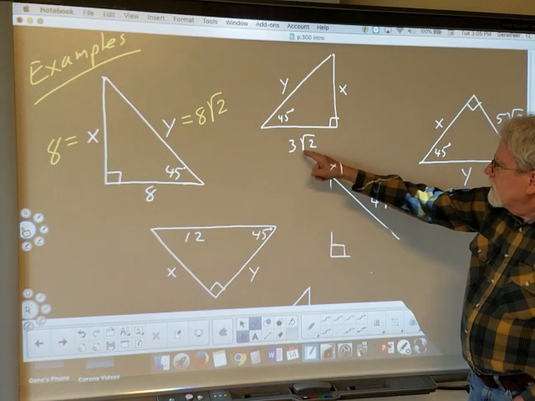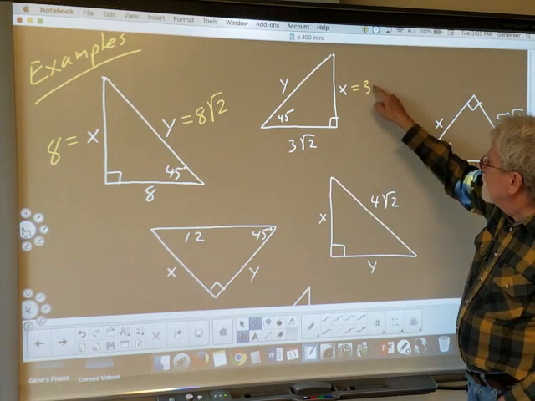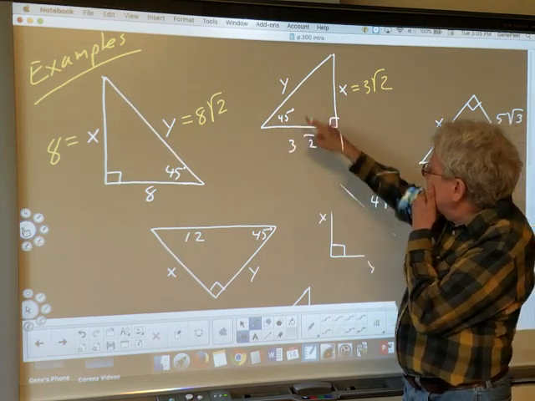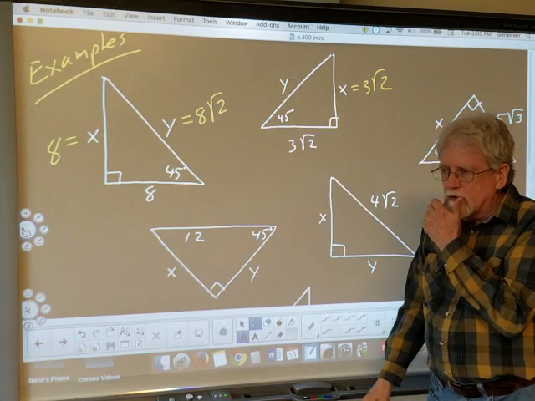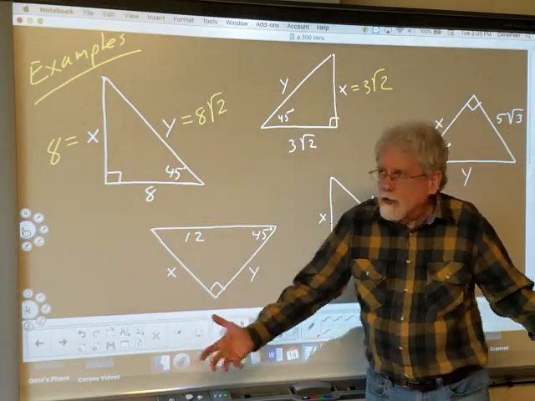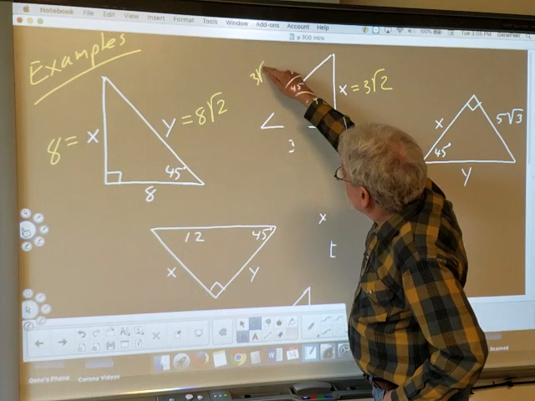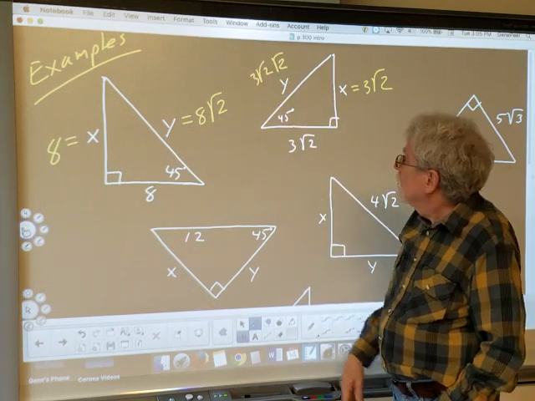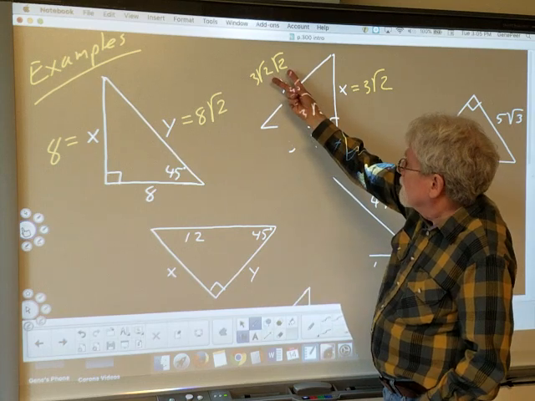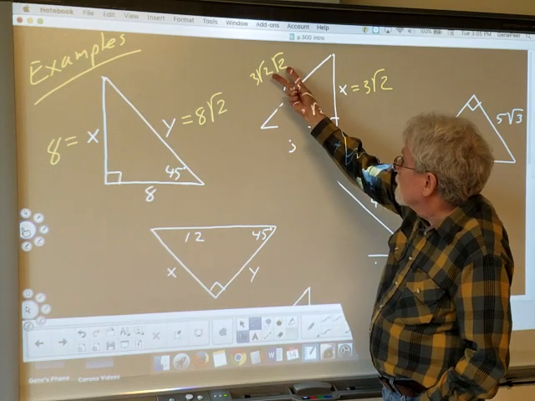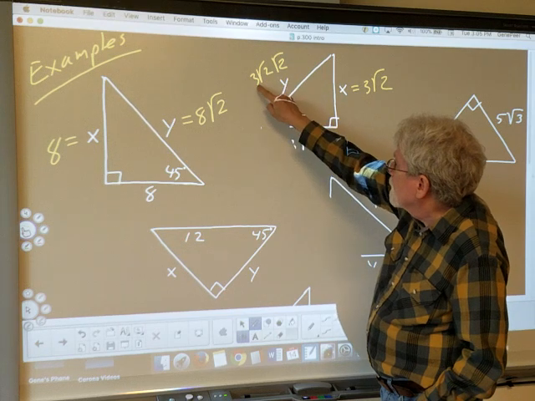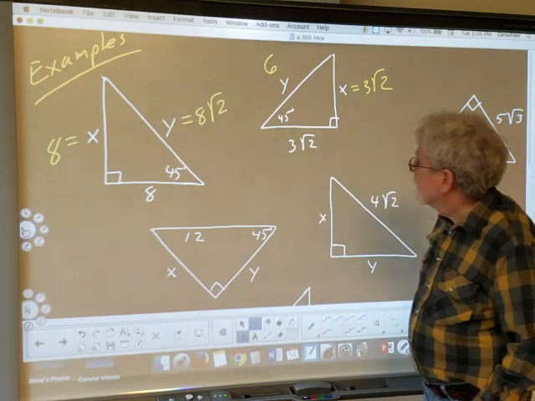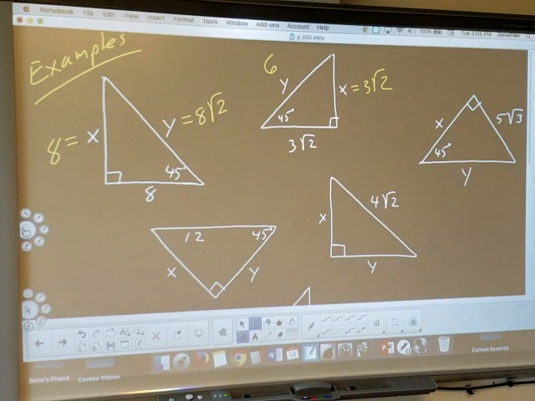This guy, if that's 3 square root of 2, then this is 3 square root of 2. But how do we stick a square root of 2 next to it if it already has a square root of 2? Do it anyway. You get 3 square root of 2 and stick a square root of 2 next to it. But what's the square root of 2 times square root of 2? Is it not just plain 2? So what do we have here? 3 times 2. 6. So x is 3 square root of 2, y is 6.